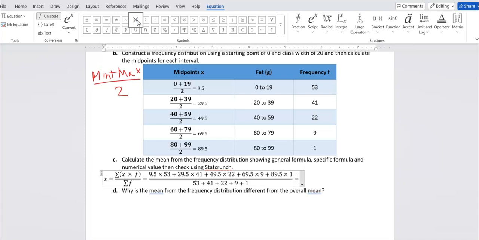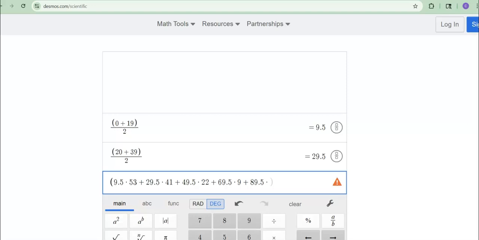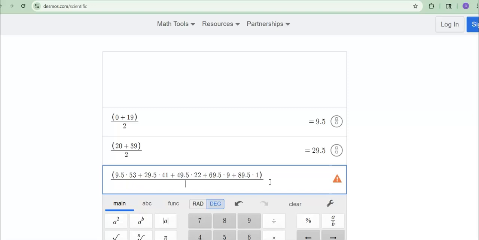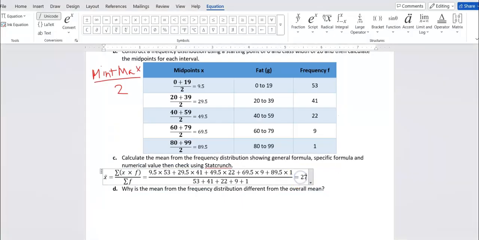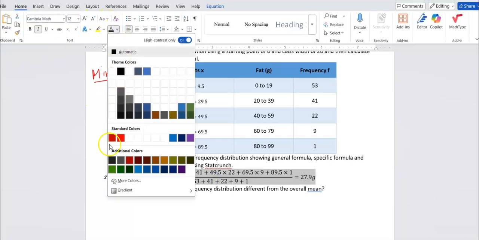And then that's going to equal, well, we can again use Desmos to do this. Let me switch to Desmos. So now in Desmos, I type that equation in, 9.5 times 53 plus 29.5 times 41 plus 49.5 times 22 plus 69.5 times 9 plus 89.5 times 1. And then we're going to divide that all by the frequencies, 53 plus 41 plus 22 plus 9 plus 1. And we get an average of 27.9. So that average is 27.9. Remember, that's in grams. And remember, if you want to, you can highlight this and change it to red to show your answers.